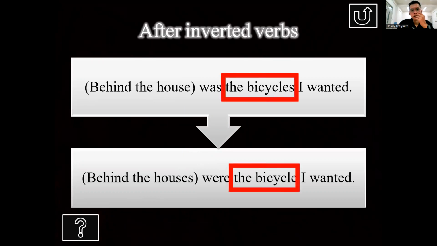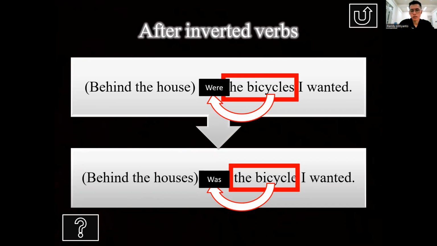The real subject is after the words was and were. So in the first sentence we have the bicycles as the subject, so we have to change was to were, because bicycles are plural and we have to use were. In the second sentence, the bicycle is singular, so it doesn't fit when we use were. The correct one is was. So in inverted verbs, we put the verb before the subject. The subject is written after the verb, so you have to read it very carefully. It's plural and it's singular.